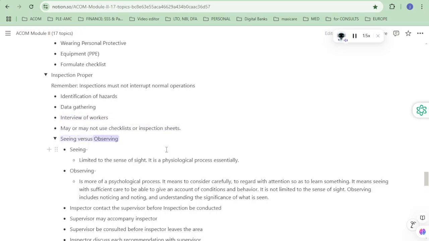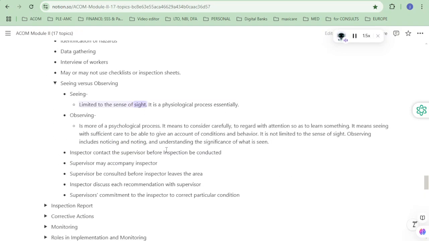Seeing versus observing. Seeing is limited to the sense of sight; it is essentially a physiological process. Observing is more of a psychological process. It means to consider carefully, to regard with attention so as to learn something. It means seeing with sufficient care to be able to give an account of conditions and behavior. It is not limited to the sense of sight. Observing includes noticing and noting, and understanding the significance of what is seen.